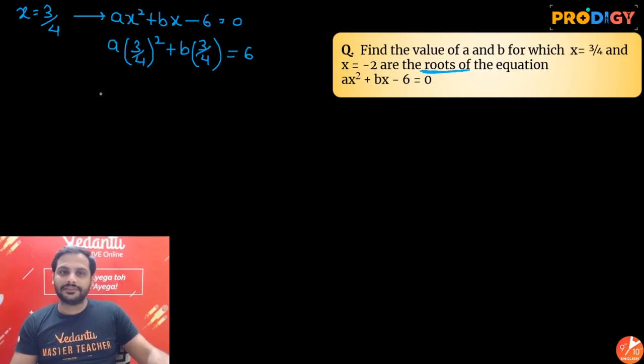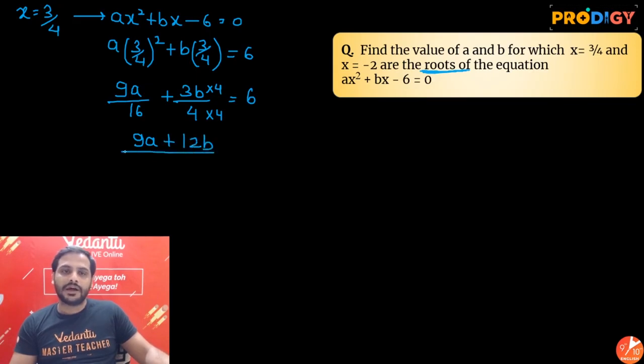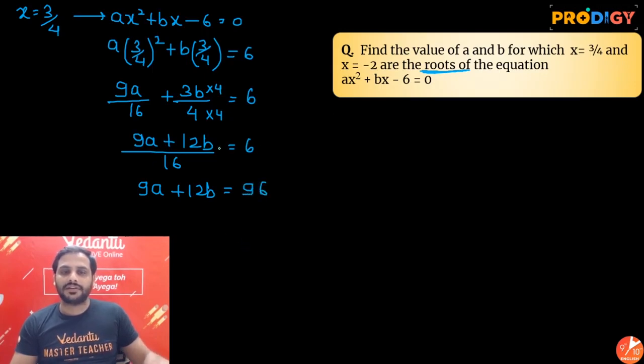So 3 square is 9. 9a divided by 16 plus 3b divided by 4 is equal to 6. Now if I take LCM, guys, here I have to also do into 4, right? So I will get 9a plus 3 4s are 12b upon 16 is equal to 6. So equation is 9a plus 12b is equal to 96. 16 6 are 96, and I can take 3 common everywhere, right?